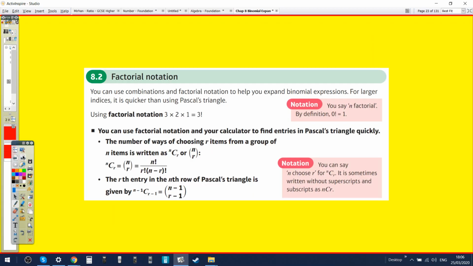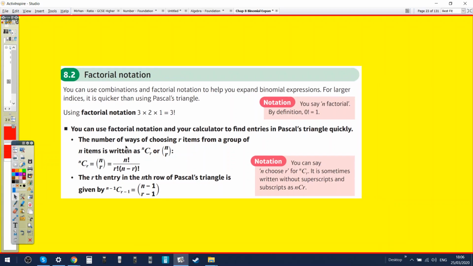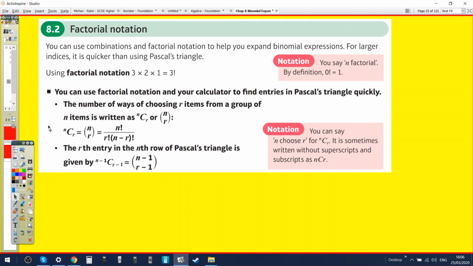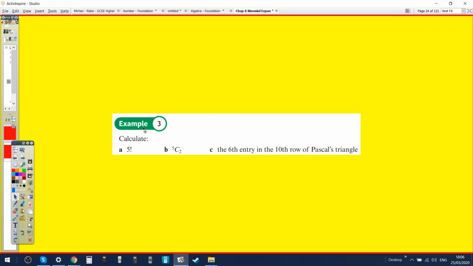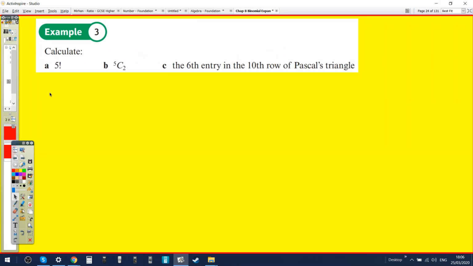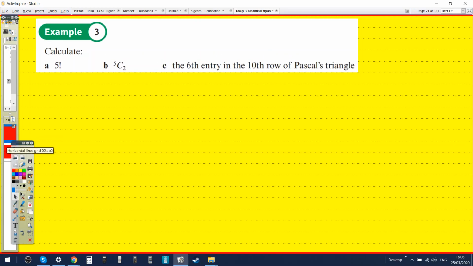Okay, Pascal's triangle. Okay, factorial notation. So this is the just use your calculator method. You're never going to use Pascal's triangle for that stuff. Factorial notation. Fancy stuff. Do you know what this means? 5 factorial. No. Okay, that means 5 times 4 times 3 times 2 times 1.